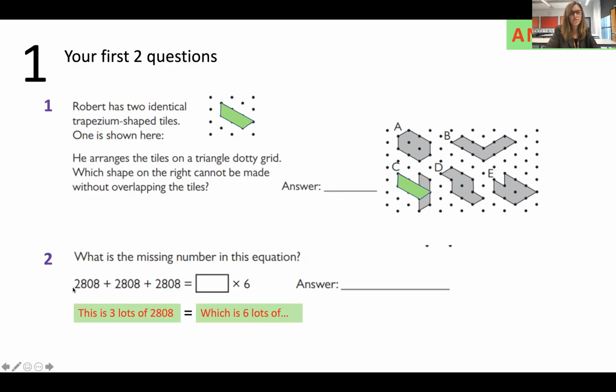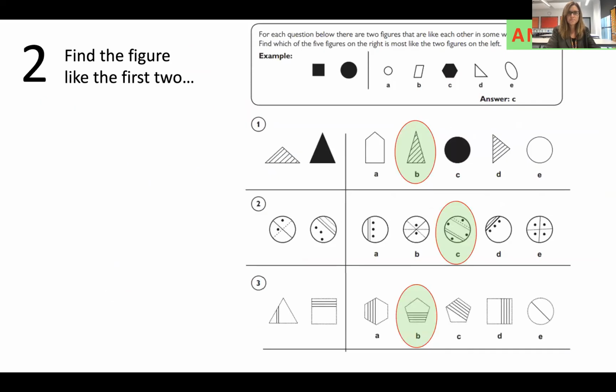Question 2, we have 3 lots of 2,808 over here on the left-hand side. So if we've got 6 lots on the right-hand side, we've got 6 lots of half of 2,808, which gives us 1,404.